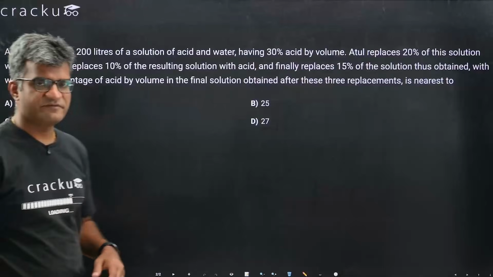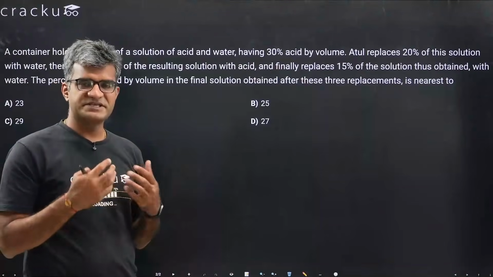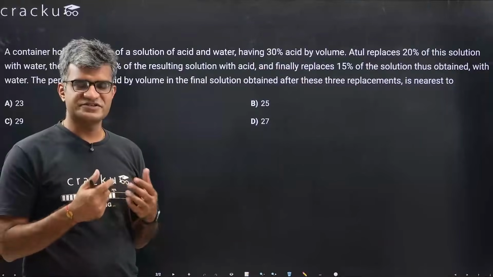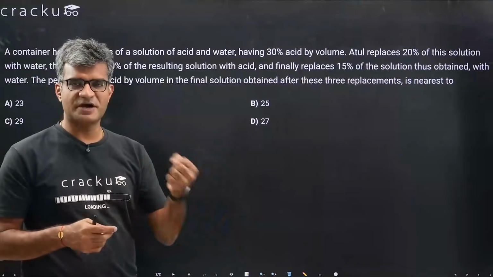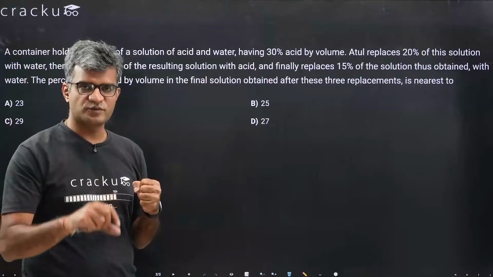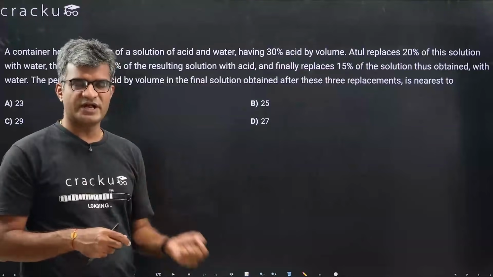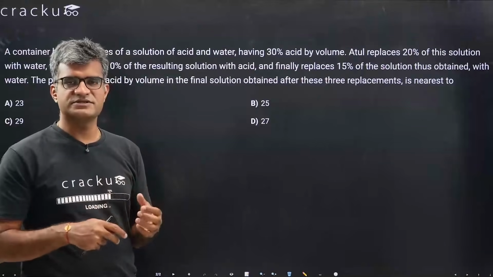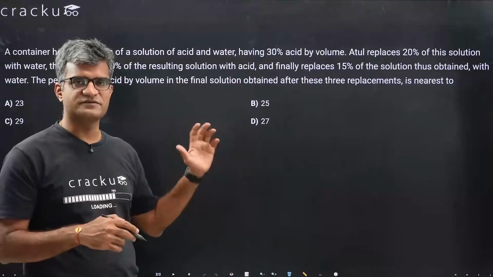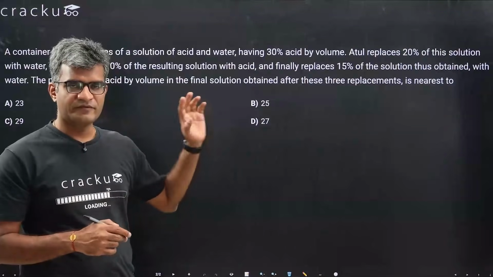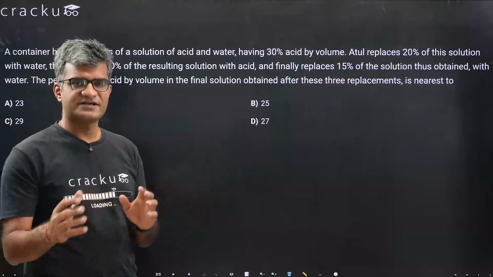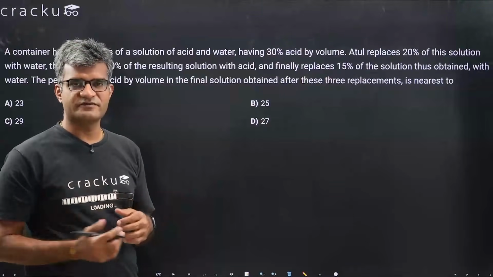In this particular question, we are told that there is a mixture of acid and water. It is a solution. Sometimes some part of it is removed and it is replaced with water. Sometimes some part is removed and replaced with acid, and this continues, and we are asked to calculate the final percentage of acid in the solution. Before we answer this particular question, I will explain the quick way to solve these kind of questions.